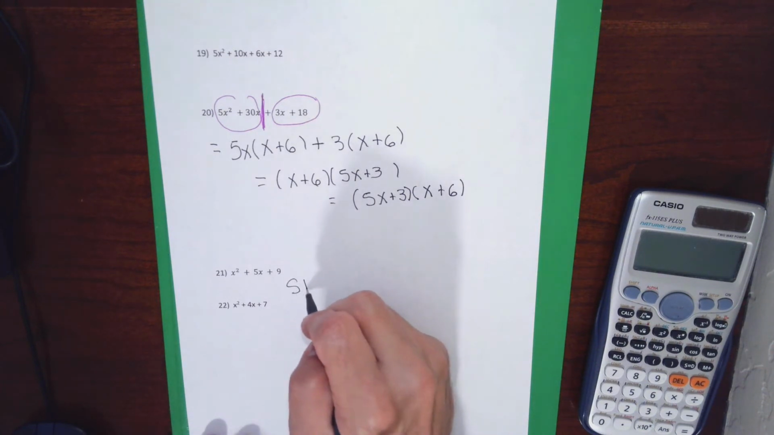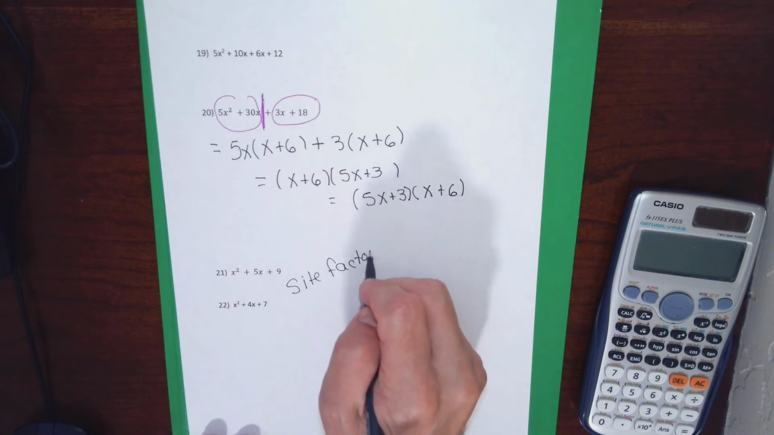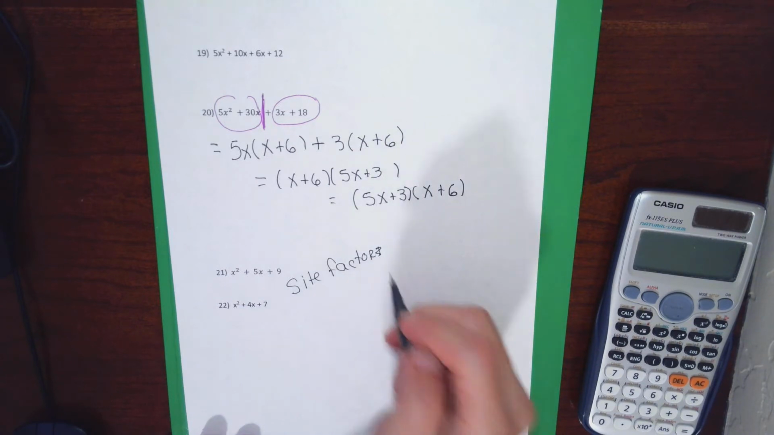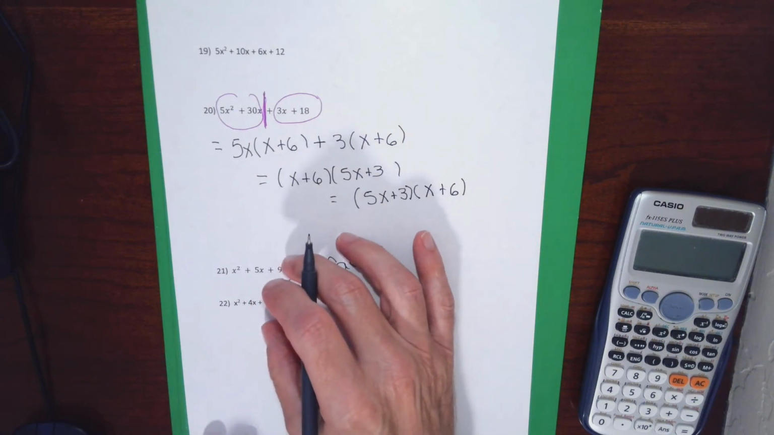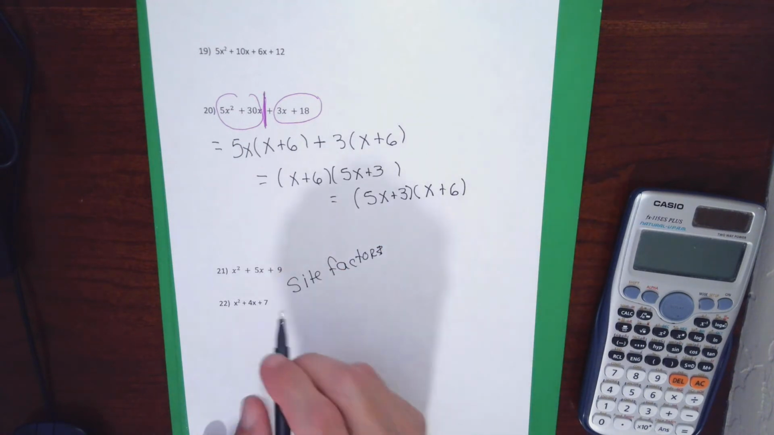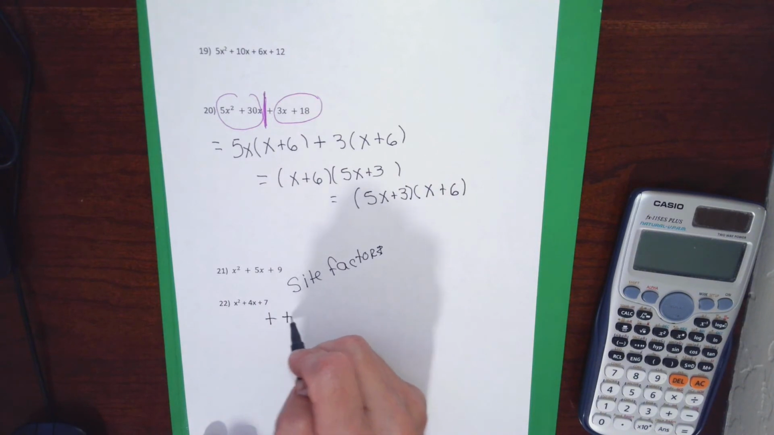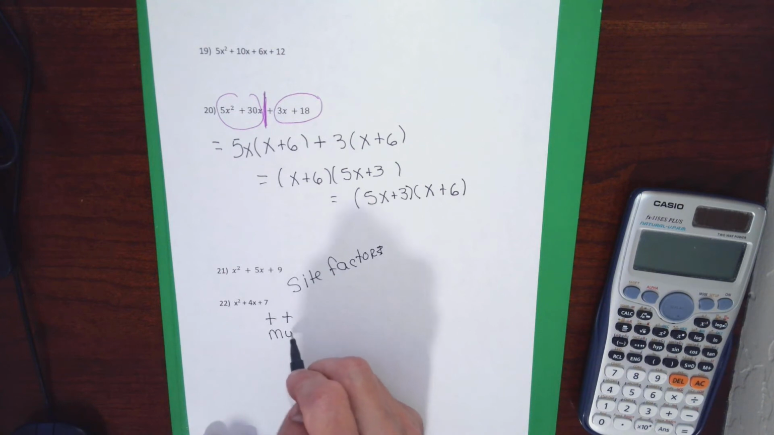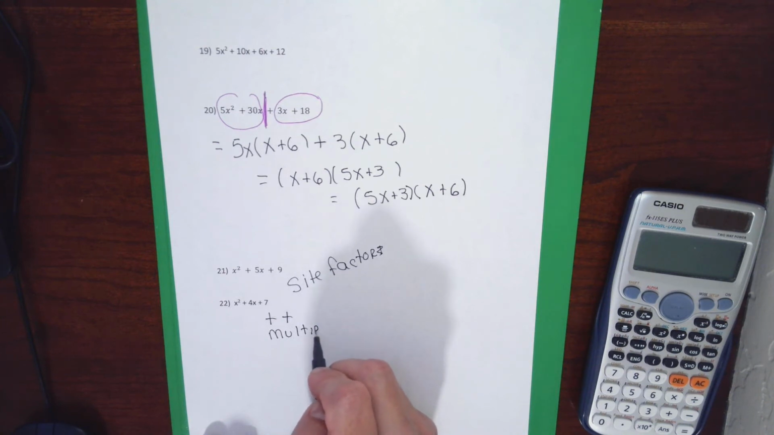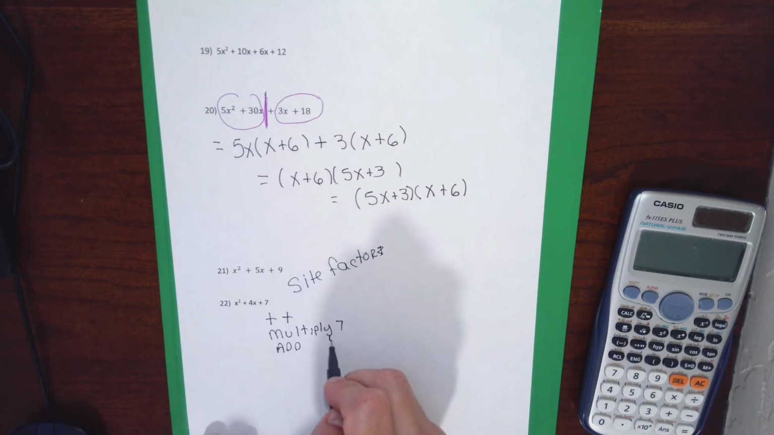But in problems 21 and 22, there's not a number written in front of the square term, so I should be able to sight factor. Both of these we're going to use the top row of my template, and the numbers I'm going to need for my sight factoring in problem 22 need to be both plus, because that's the top row of my template. They need to multiply to 7, and they need to add to 4.